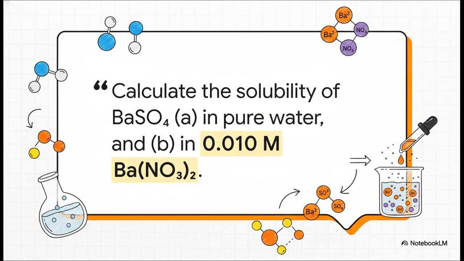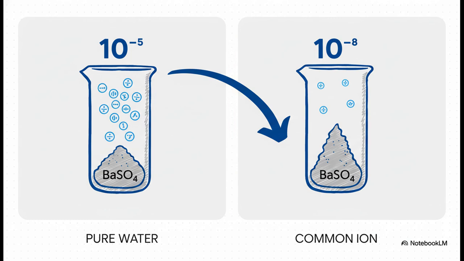Let's look at a real example to see how dramatic this can be. We're going to calculate the solubility of barium sulfate. First, we'll do it in pure water. Then we'll calculate it again, but this time in a solution that already has some barium ions floating around in it. The difference is absolutely incredible. Check this out. In pure water, the solubility of barium sulfate is about 10 to the minus 5 molar. But when we try to dissolve it in that solution with the common barium ion, the solubility plummets to 10 to the minus 8. That's not just a small tweak. We just made an insoluble compound nearly 1,000 times less soluble just by changing what it's dissolved in.